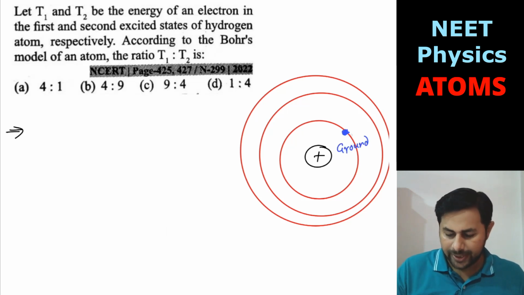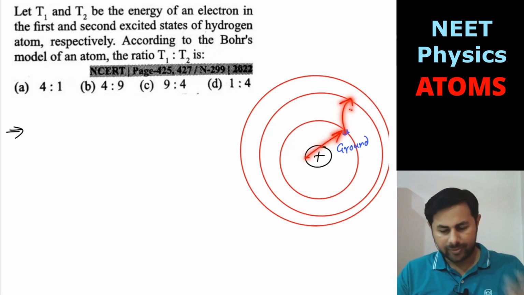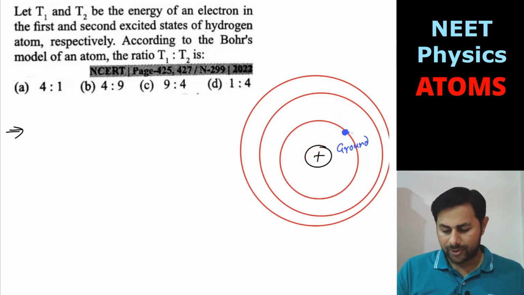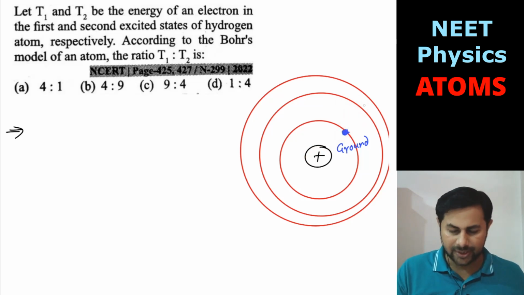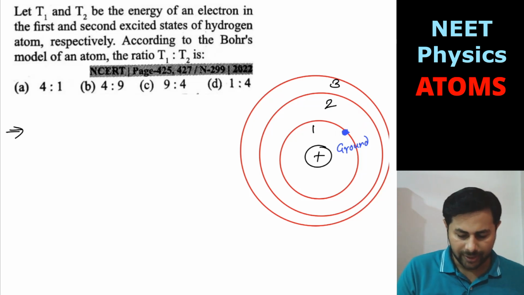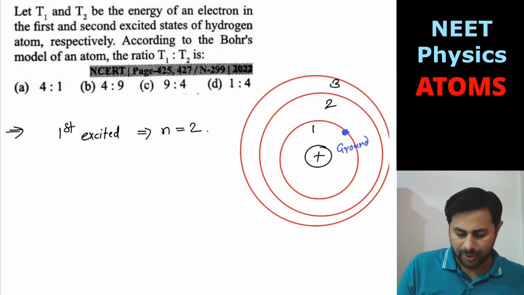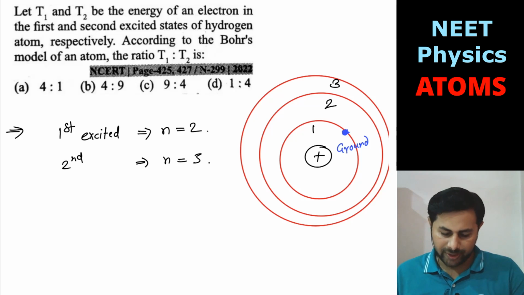So the electron gains some energy and jumps to the next state. Then we say that the atom is excited. So the first orbit is the ground state. What is the first excited state? First excited state is the second orbit. First excited means second orbit and second excited means third orbit, right? So first excited means n is equal to 2, and second excited means n equals 3.